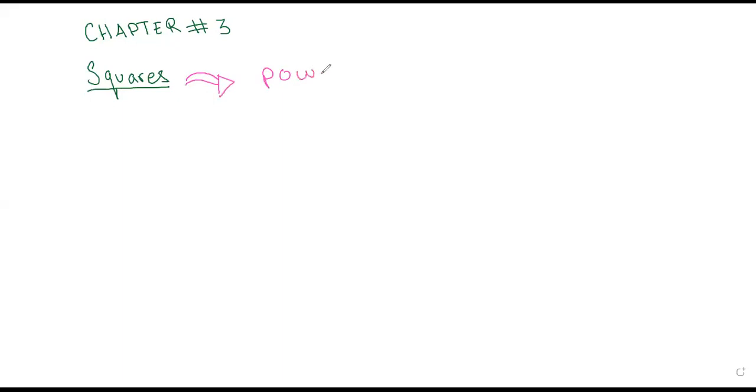Okay. So basically, power of 2, right? For example, if a is a number, square of a would be a to the 2. So the power of a is 2, right? So this is what square of a is, right?